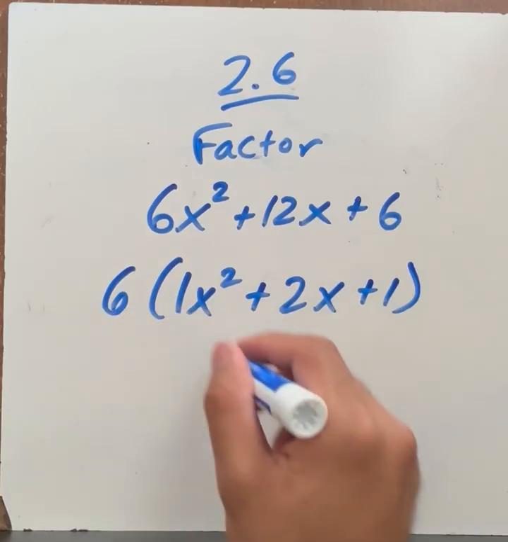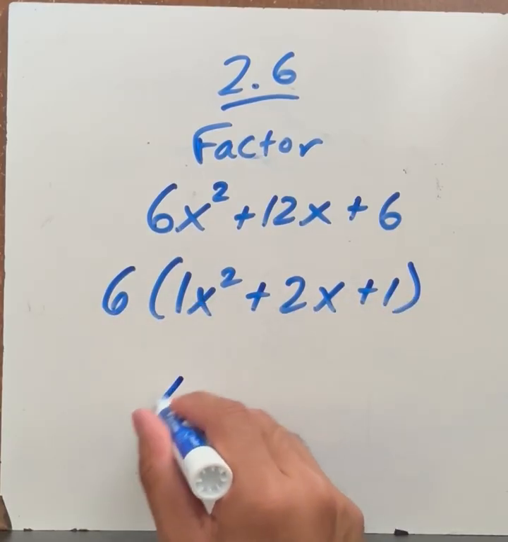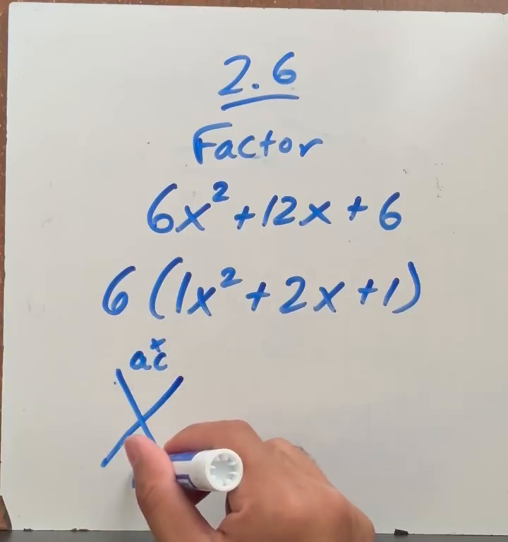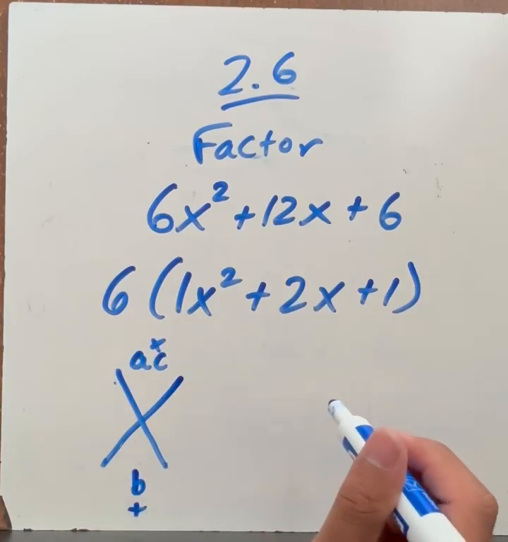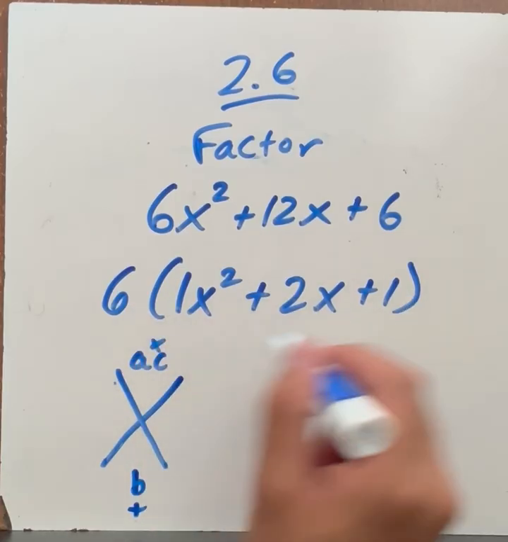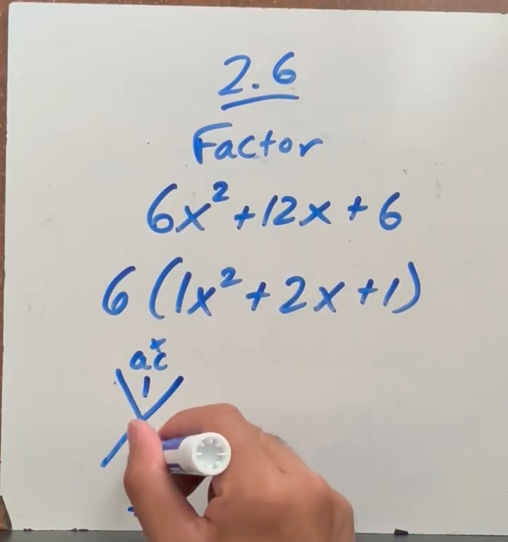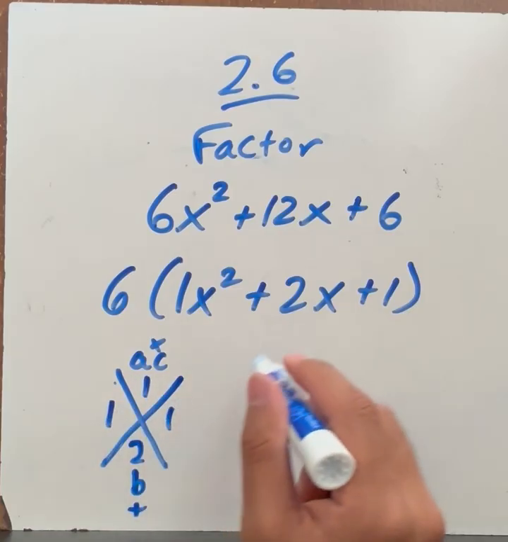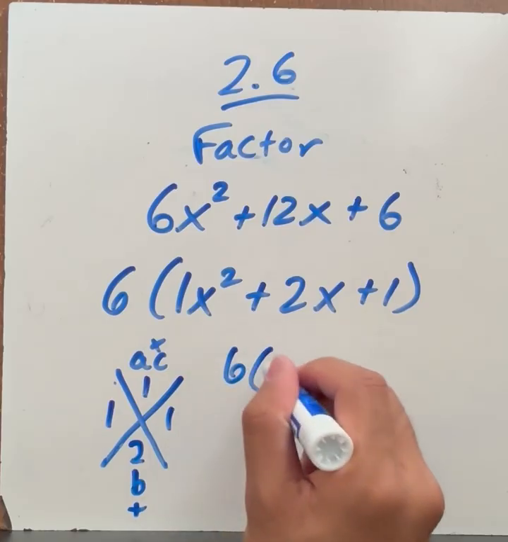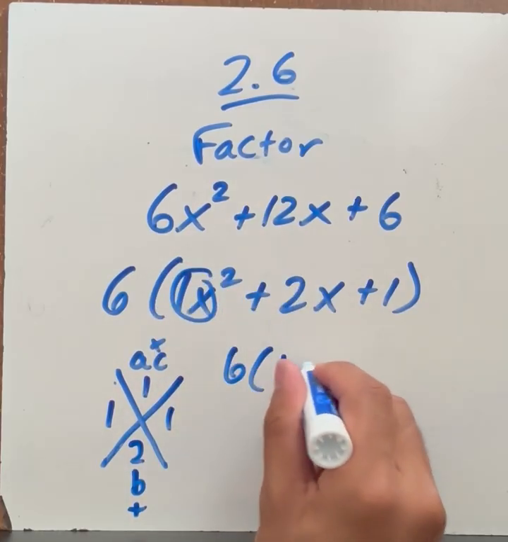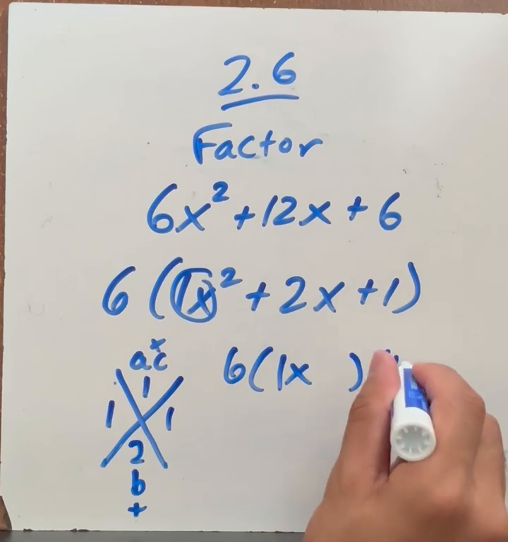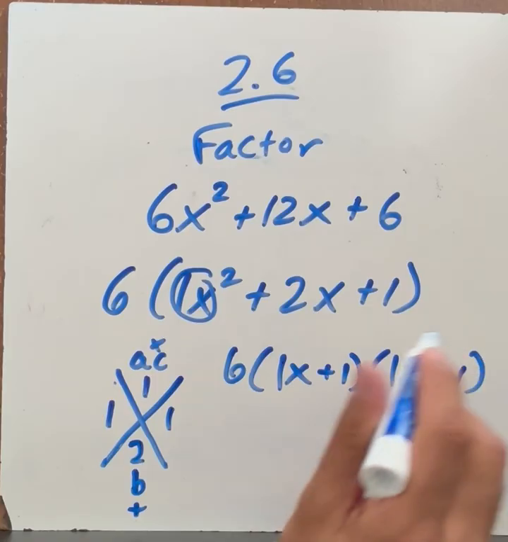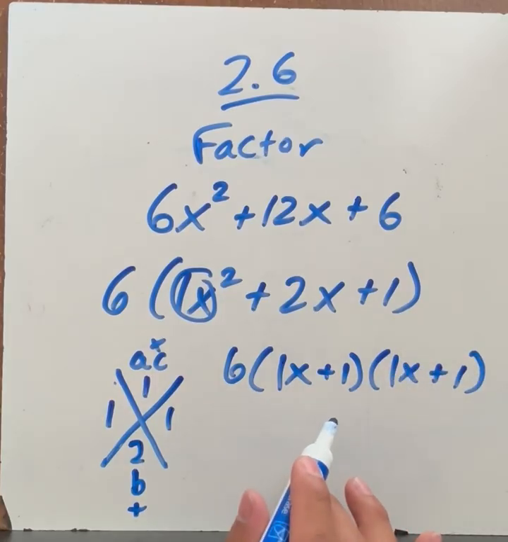Okay, so now that we've done that, we can factor this. So we want two numbers that multiply to make AC and add to make B. Okay, A times C is 1 times 1, and B is 2. So what are two numbers that multiply to make 1 and add to make 2? That'd be 1 and 1. Okay, so we can say that our final answer, we'll plug the 1x term into here and here, and then we'll put the 1 into here and here. And that's our final answer.